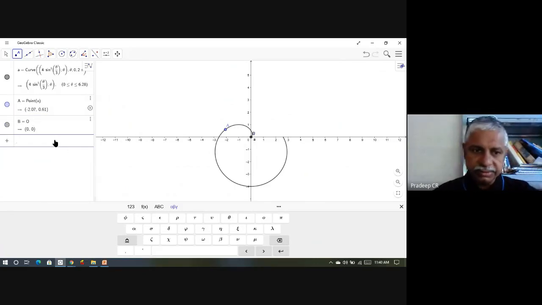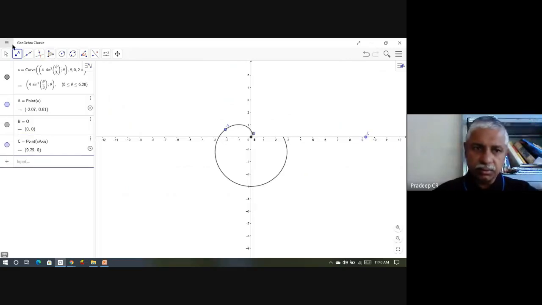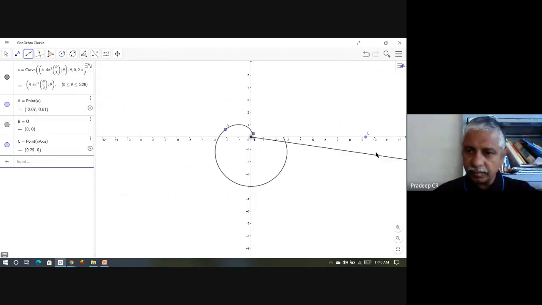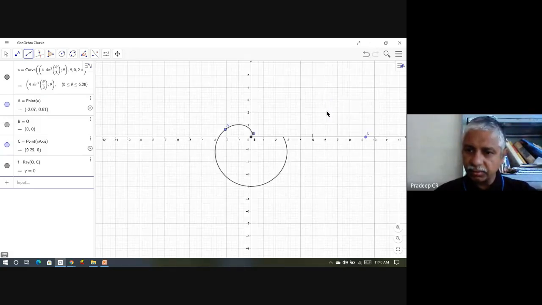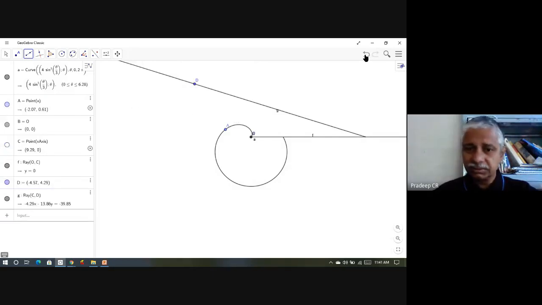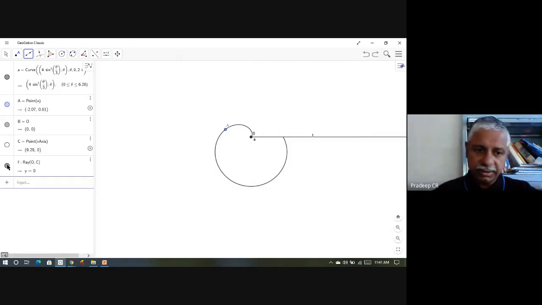So O is there, and I want to pick a point here on this. So draw a ray. Then I'll get rid of the grid. I don't need that, so I don't want the grid, I don't want the axis. I don't need to see C also. I don't need F. Yeah, so now I'll draw a tangent.